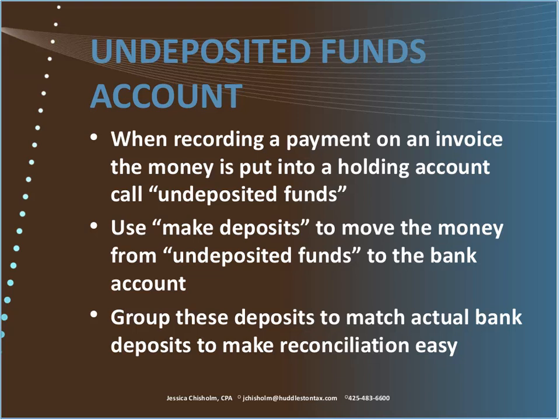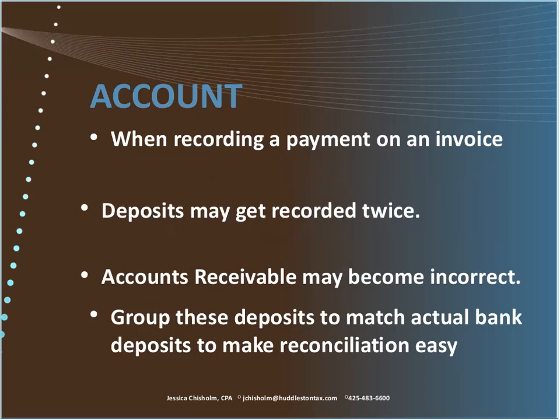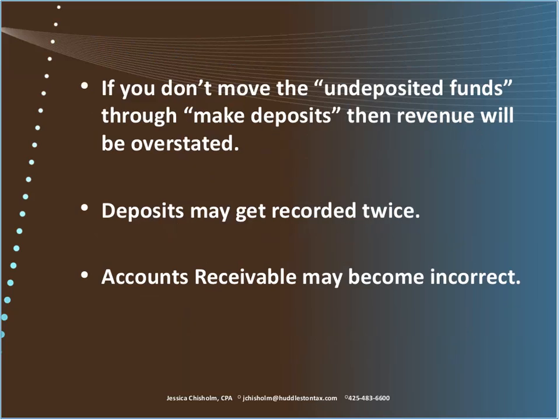So what you need to do is make sure that once you record a payment on an invoice, you then go into make deposits and move the money from undeposited funds into the bank account. If you don't do that extra step of make deposits to move the money into the bank account, then your revenue could potentially be understated, deposits may get recorded twice, and accounts receivable can become incorrect.